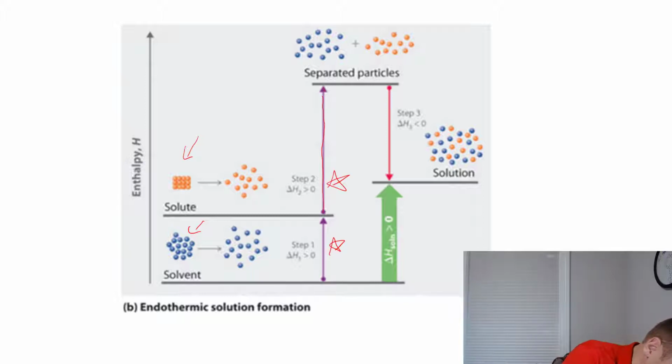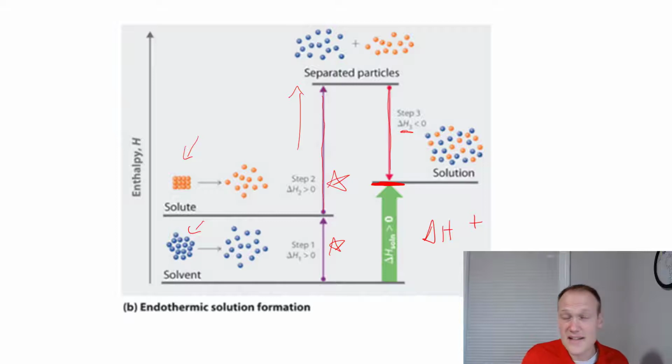This is going to require energy in all instances for both steps. So now we have our separated particles. We're going to add them together, and when they come together, it's going to release energy, meaning we're going to have a negative ΔH value. And now we have our solution. Notice in this case, it did not come down as far as when we started, meaning that the overall ΔH value for this reaction is positive.